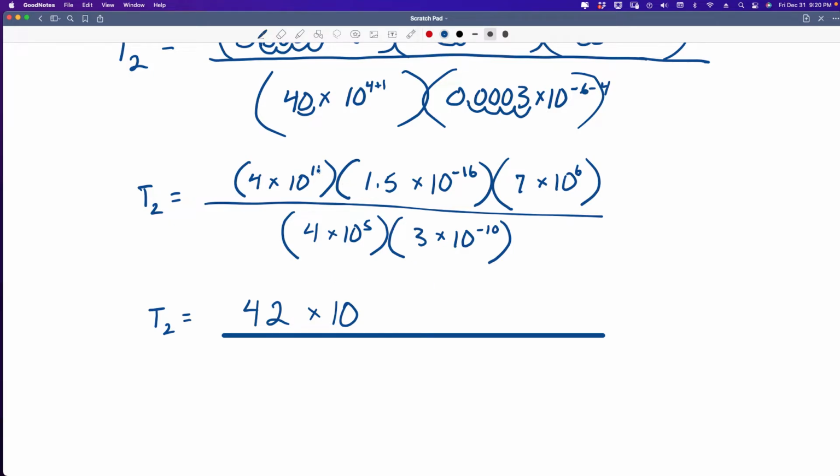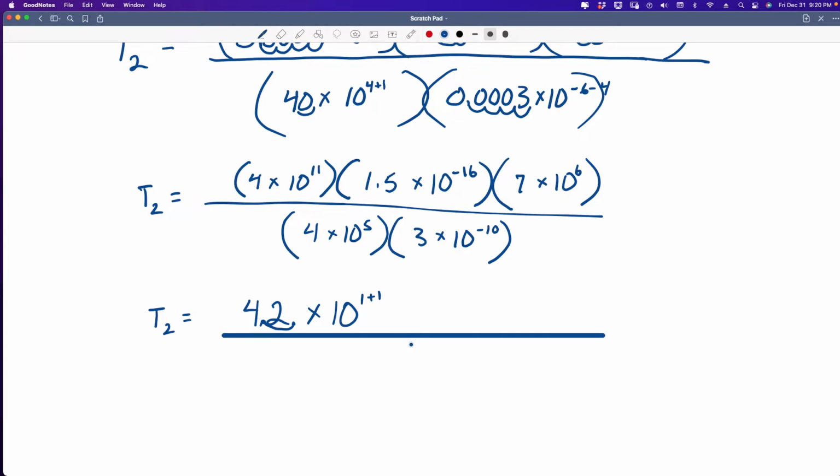Now we know we just add our exponents together whenever we multiply. So 11 minus 16 is going to be negative 5. Negative 5 plus 6 is going to be a positive 1. So times 10 to the 1. You don't have to write the 1, but there it is. Now, the only thing that I would do differently here is take this decimal point and move it over to here.